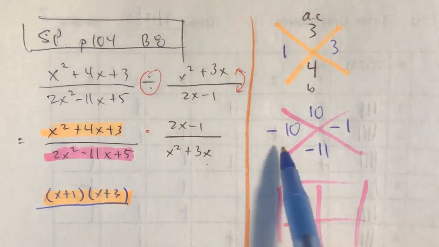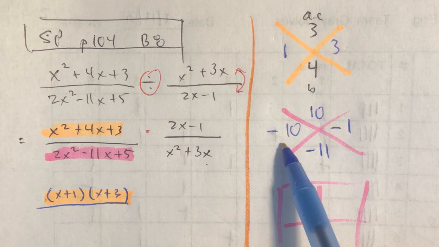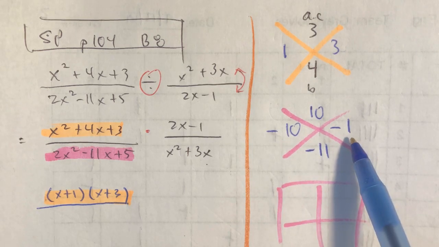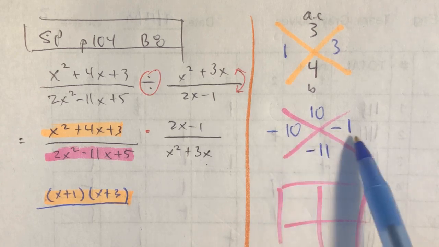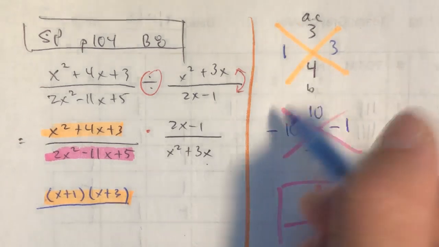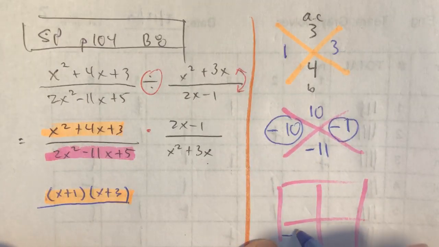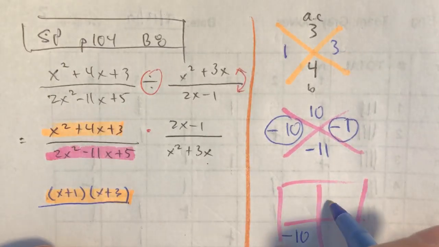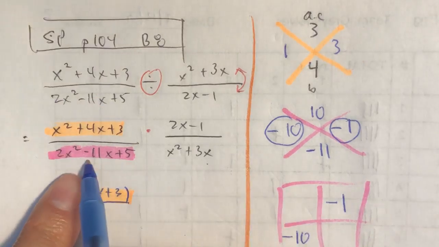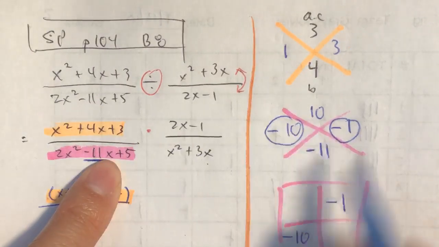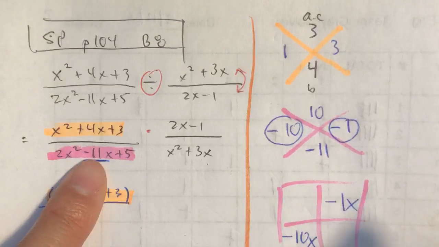Does that work? Negative 10 times negative 1 is positive 10. And negative 10 plus negative 1, or negative 10 minus 1, equals negative 11. So that works. So those two numbers will always go bottom left and top right. The two circled terms are splitting this middle term here. That's why I have to add an x. Right? Negative 10x minus 1x is a negative 11x.